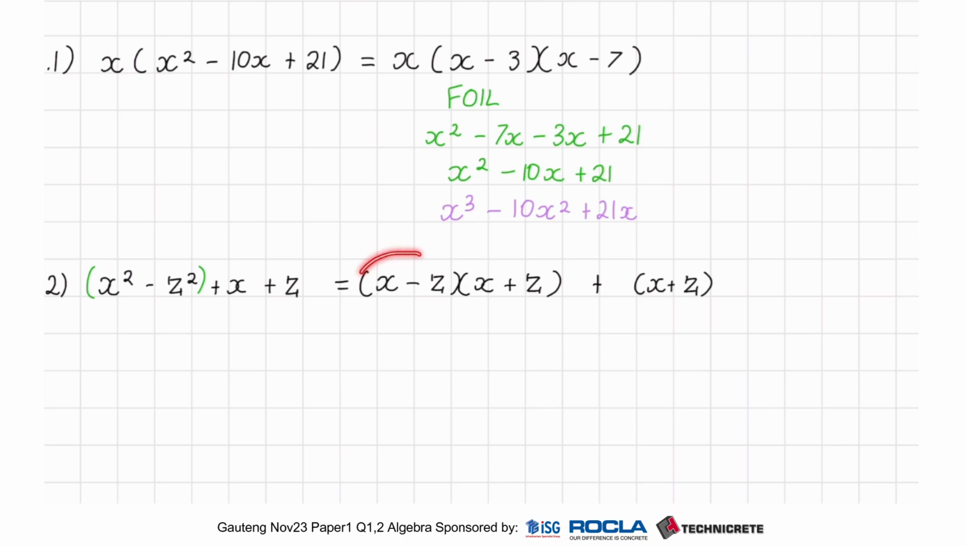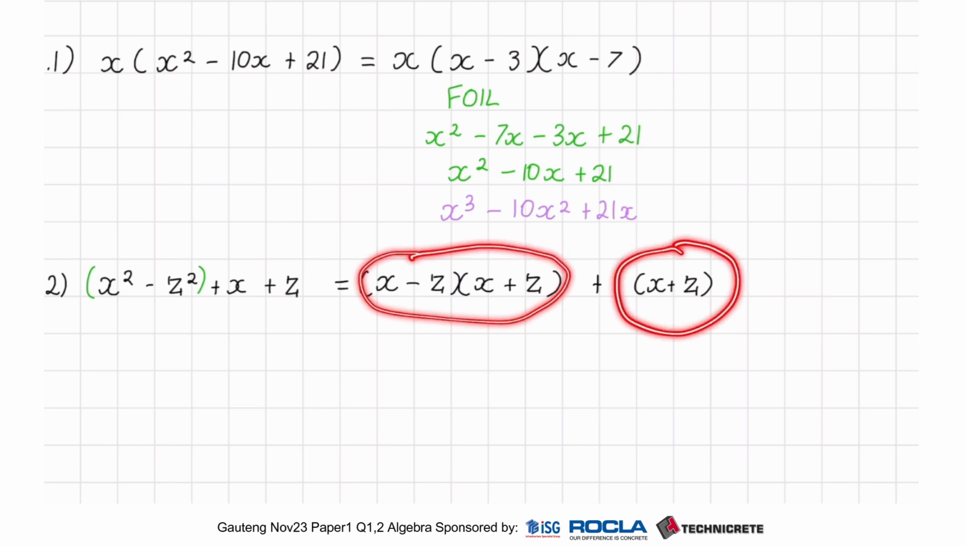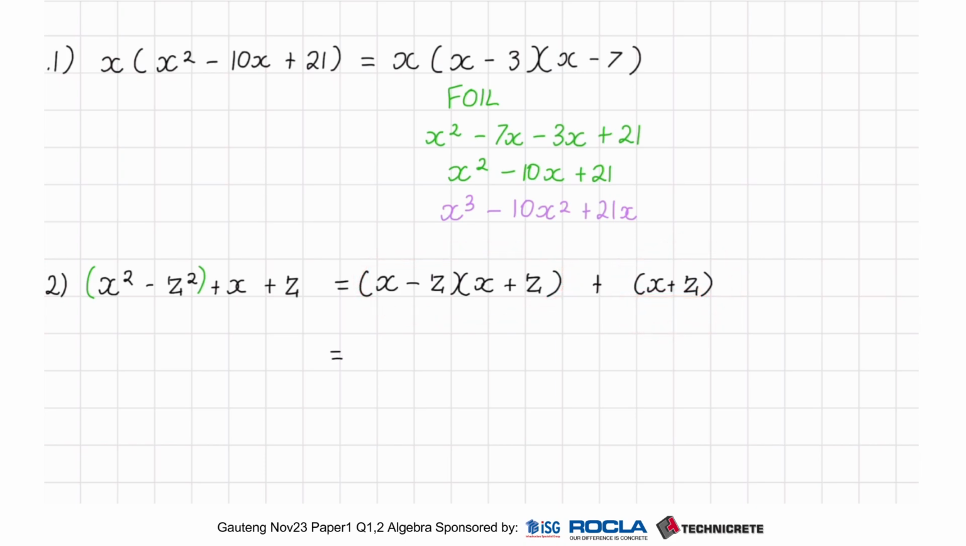Okay, so now I've got two terms. I've got this one and I've got this one. And I can see that both of these terms have a common factor of this bracket x plus z. So I can take out a common x plus z from both of the terms. So I take out this common bracket x plus z. And from this first term, I am left with x minus z, and from the second term, I'm just left with 1. So I'll have x minus z plus 1.